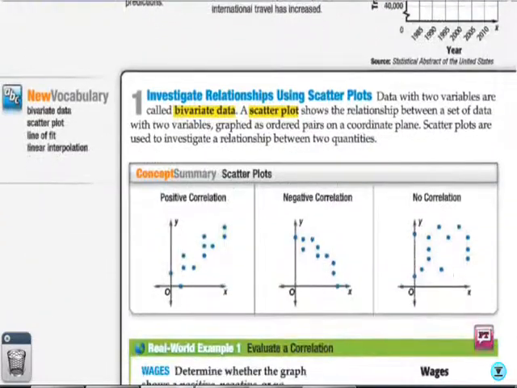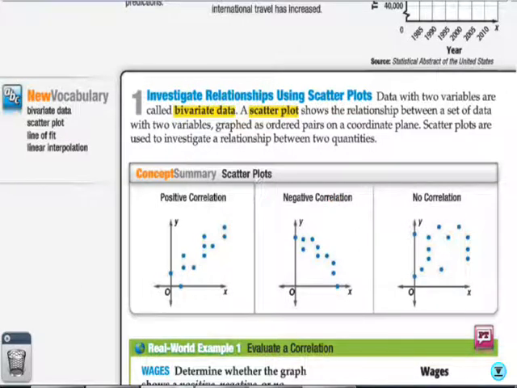Alright, data with two variables are called bivariate data. Bi meaning two, variate meaning variable. Not very complicated there. A scatter plot shows the relationship between a set of data with two variables, and we graph them like ordered pairs on a coordinate plane. Scatter plots are used to investigate a relationship between two quantities.